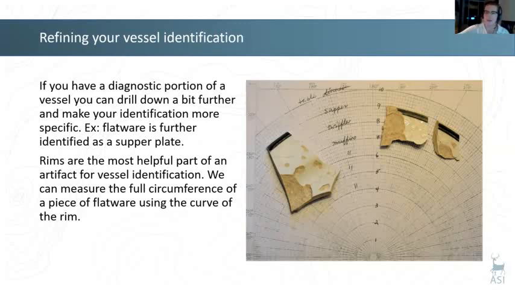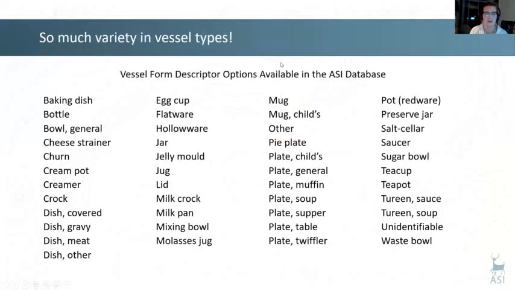And similarly, not exactly the same, say you've got a bowl, you can figure out approximately what shape it is, what size it is, and refine from there. And we have a lot of different vessel types at ASI. Here, look at all the ways that you can refine those IDs.